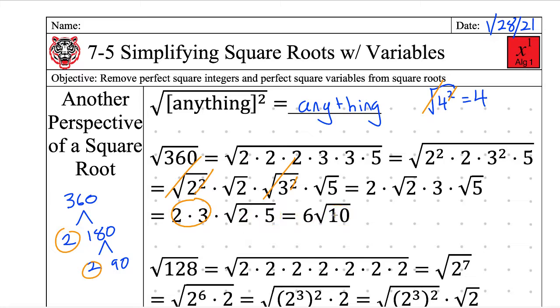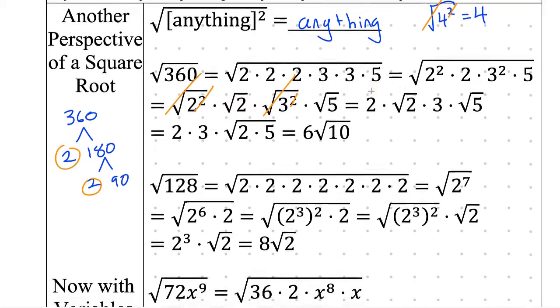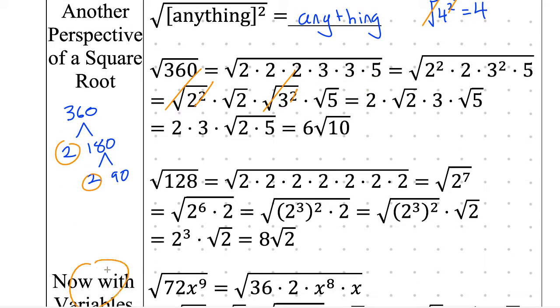And that is another third way of thinking about how to do your simplifying of square roots. Why am I doing it this way? Because this way makes a lot more sense when I'm talking about variables. It gives you the logic behind what I'm going to do when I get down here with variables. I want to show you one more example.